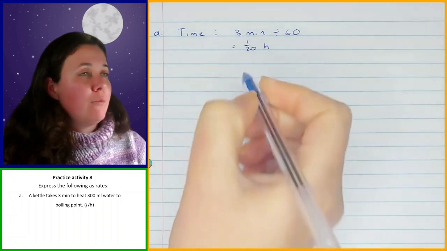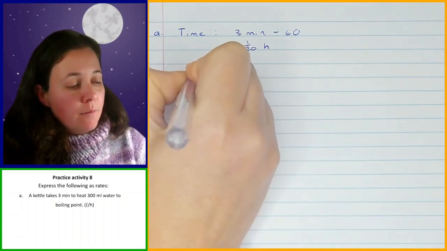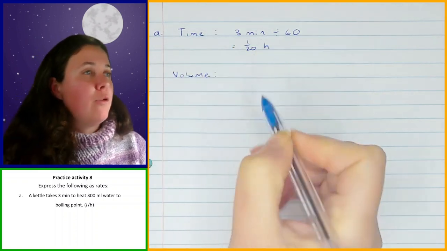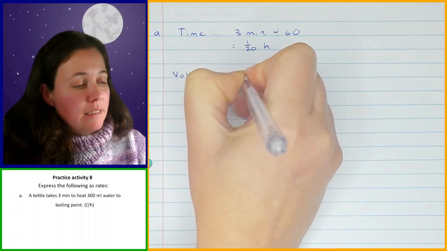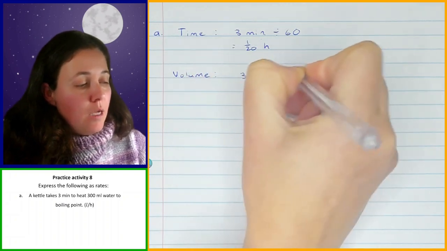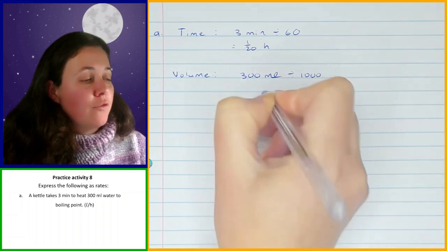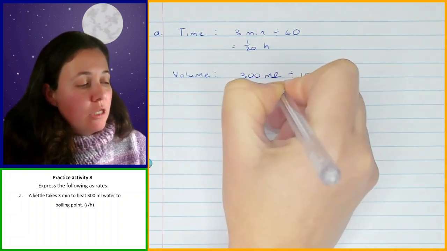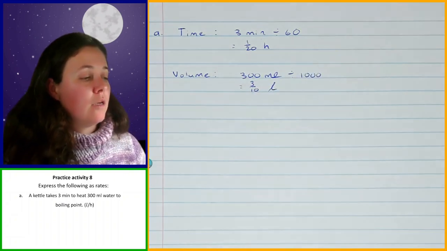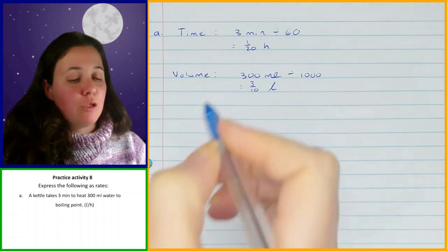Okay, then I'm also going to convert my volume. We've been given it in milliliters, so 300 milliliters. We're going to divide by 1,000 to convert it to liters, and that gives me 3/10 of a liter. Now these ones you could have written as decimals. It doesn't really matter which way you do it.